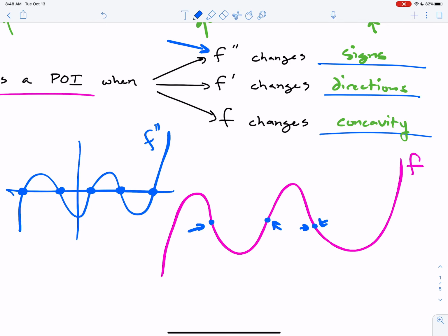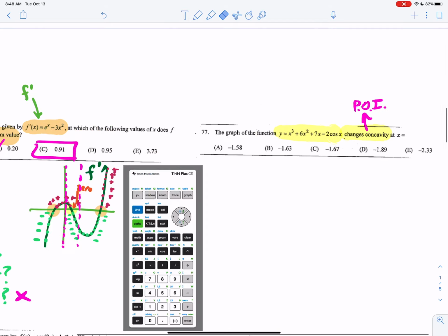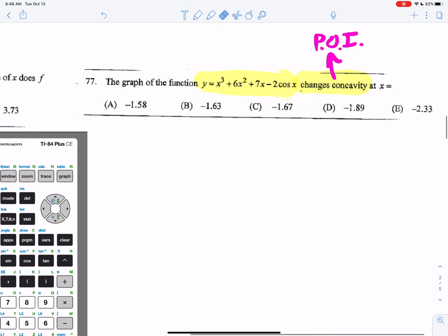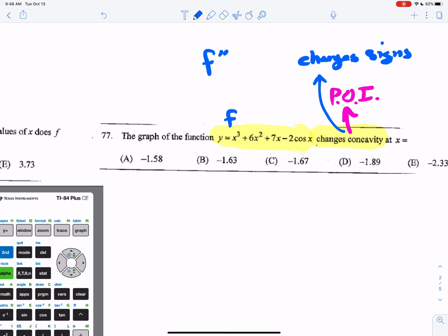Okay, so here we go. What we want to do here is we're currently wearing the y hat or the f hat, okay? But we can switch our hats. We can stare at f double prime, and instead of changing concavity, we're going to see where f double prime changes signs, because a calculator can quickly do that.